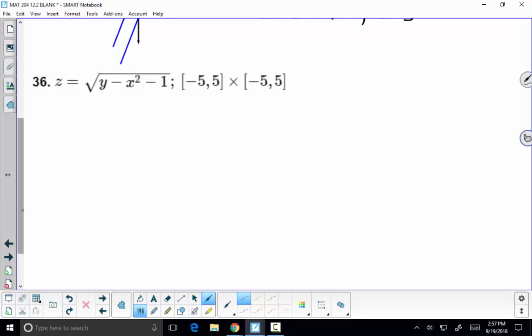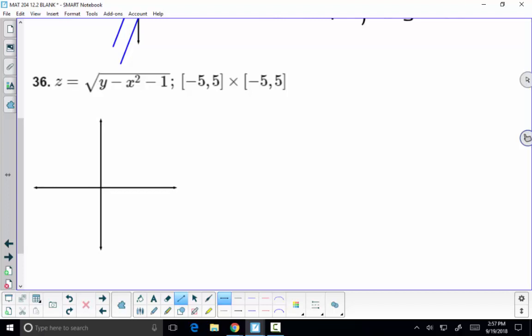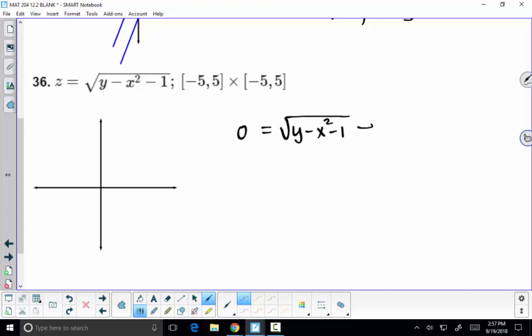Okay, let's see our level curves here. So let's go ahead and get our coordinate system up there first. And so level curves, let's pick 0 again. That's always a good one. And if we let z be 0, square both sides, what do we get? y equals x squared plus 1, I think.